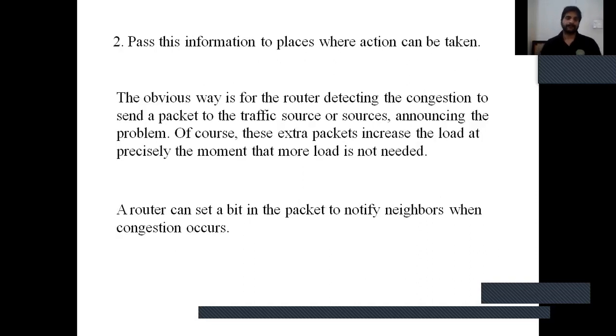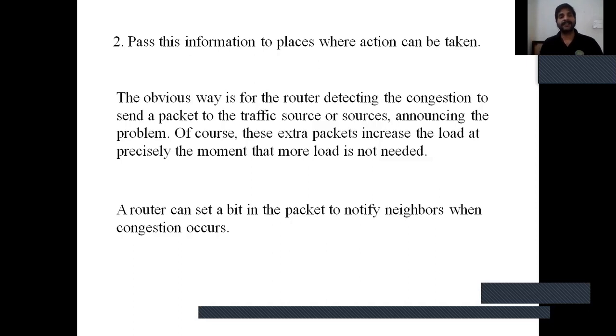Now next, in a closed loop solution we pass this information to places where action can be taken. The obvious way is for the router detecting the congestion to send a packet to the traffic source or sources announcing the problem. Of course, this extra packet increases the load at precisely the moment when more load is not needed.